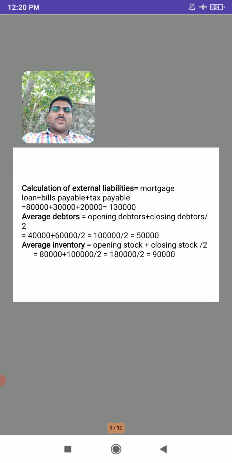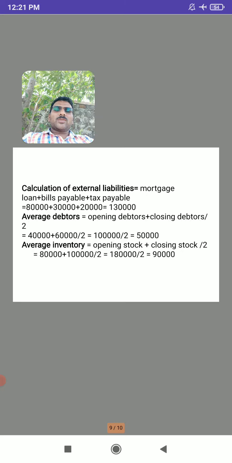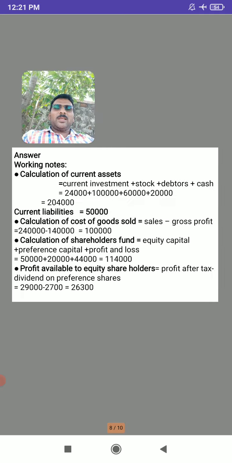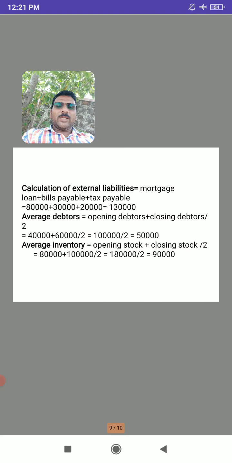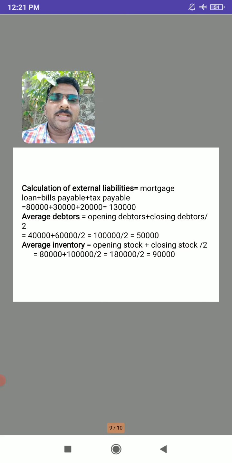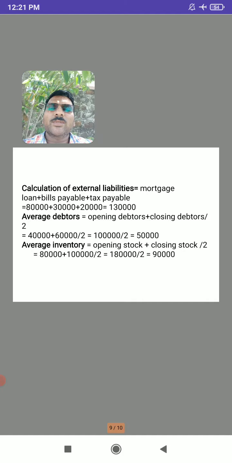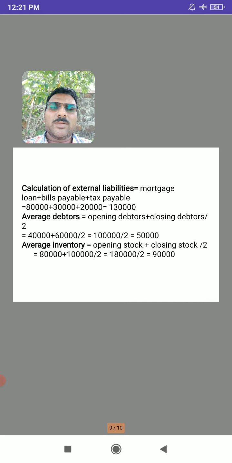So now calculation of external liabilities. External liabilities are calculated to find out the debt equity ratio. To calculate debt equity ratio we need the external liabilities. Here the external liabilities are mortgage loan 80,000, bills payable 30,000 and tax payable 20,000. So total external liabilities are 1,30,000.